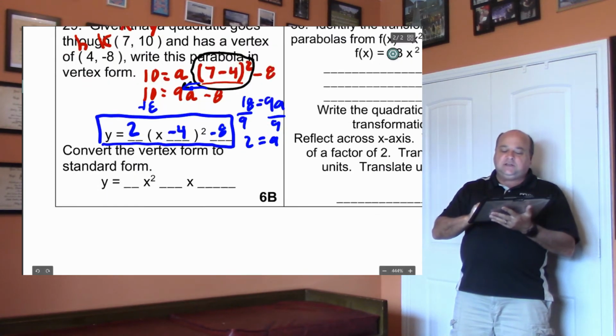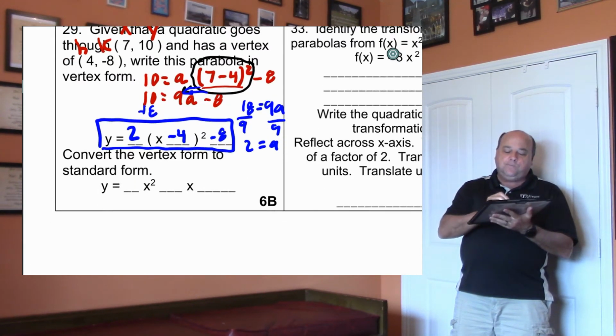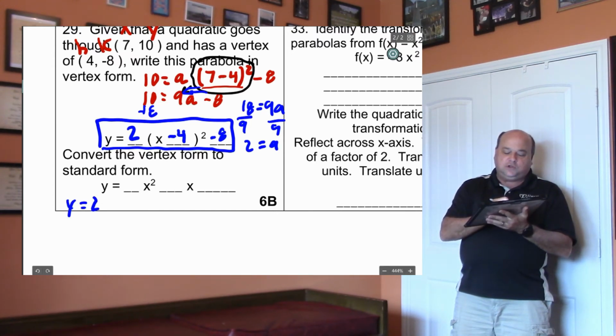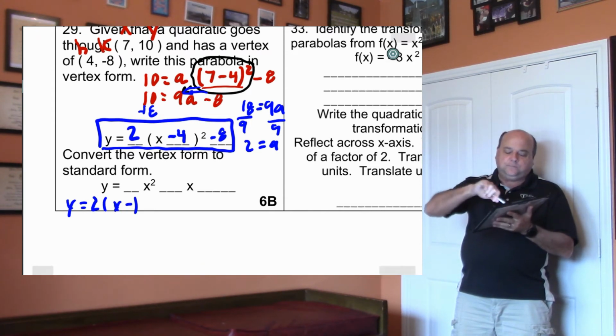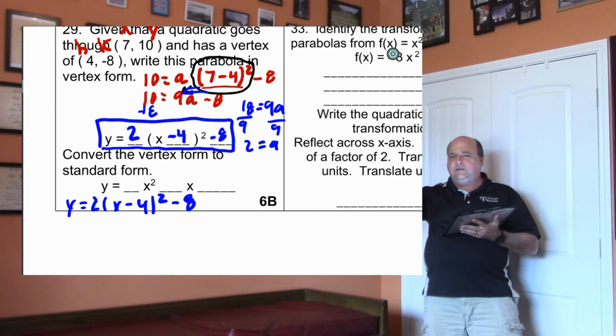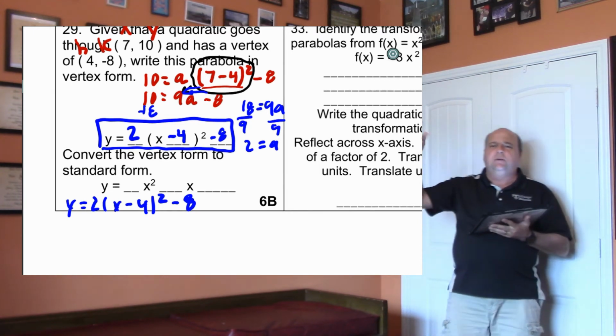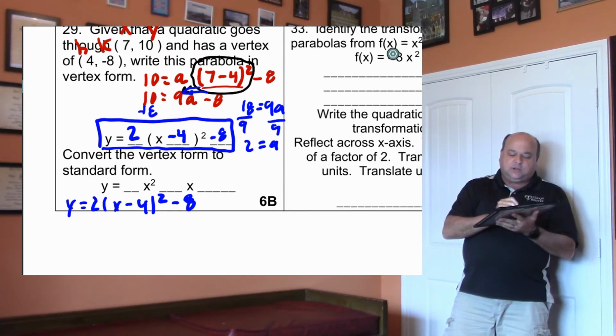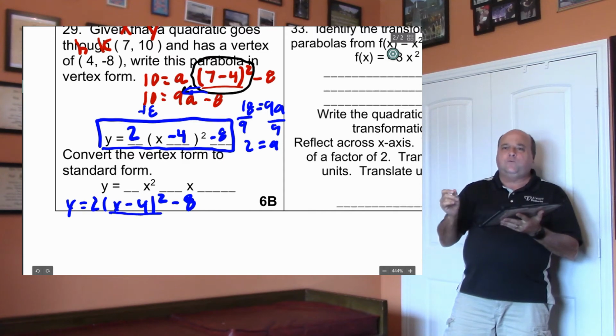Now then, to change it to standard, this is going to take some time. I'm going to write down the whole thing again. y equals 2, parentheses, x minus 4. This is very tedious, okay? Probably the hardest thing you're doing before school lets out right here. It's a little bit easier than factoring, but it's just tedious, okay? So the first thing we got to do is this x minus 4 squared.